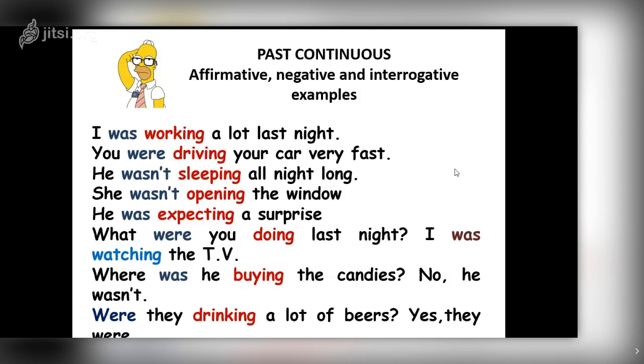Check this out. This is a question, and also we have a question word. The question word is what, plus the auxiliary, plus the pronoun, plus the verb. This is a long answer. I was watching the TV. Okay. Another question. Where was he buying the candies? No, he wasn't. Well, in this case, I chose to use a short answer, but also you can answer with a long answer. For example, he was buying the candies at the mall.